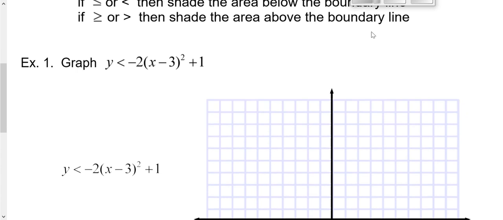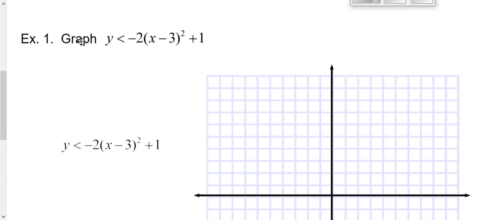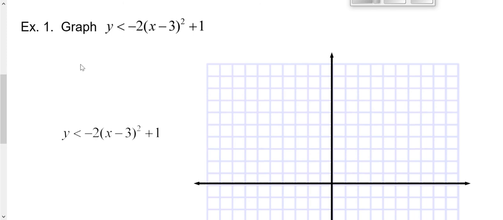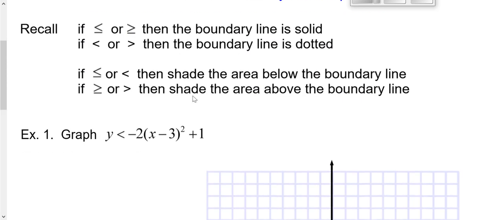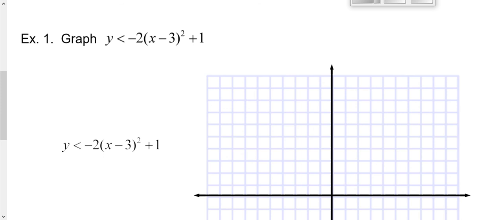So let's look at the first question. Graph y less than -2 times (x minus 3) squared plus 1. Basically we are going to draw the boundary line and shade the region. If you remember the technique that I passed on to you, then let's do this. If you are annoyed by the inequality sign, less than, greater than, less than or equal to, greater than or equal to, you can do this first, for now at least.